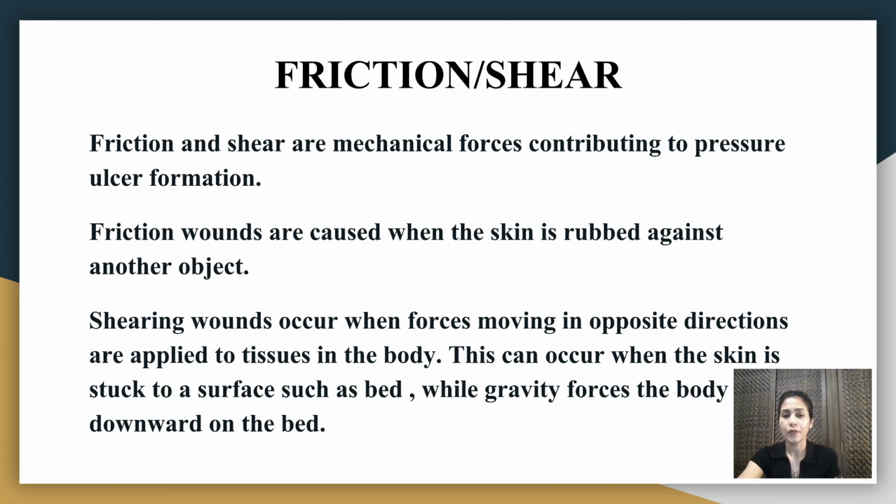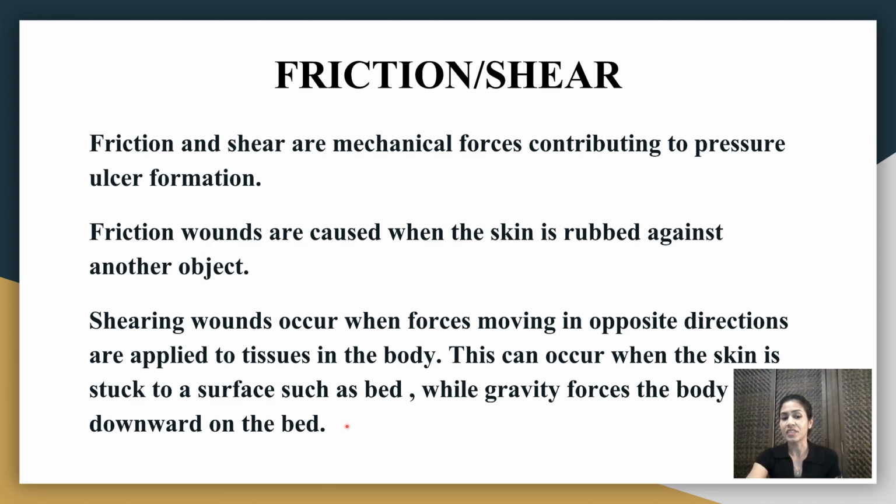The 6th component is friction or shear. So friction and shear are mechanical forces contributing to pressure ulcer formation. Friction wounds are caused when the skin is rubbed against another object. For example, the friction between the patient's skin and the bedsheet. Shearing wounds occur when forces moving in opposite directions are applied to tissues in the body.